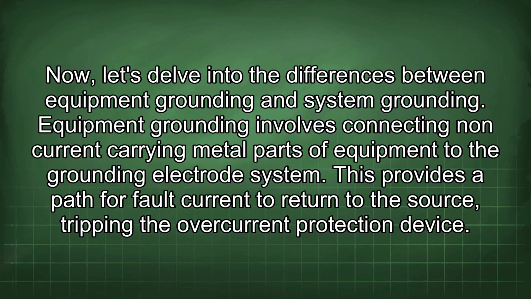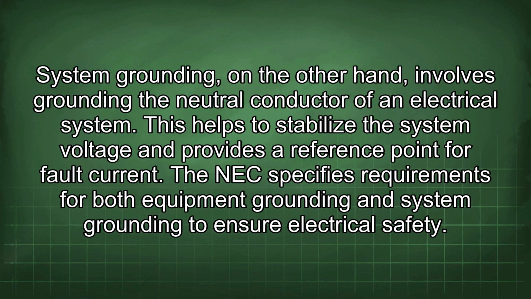Now, let's delve into the differences between equipment grounding and system grounding. Equipment grounding involves connecting non-current carrying metal parts of equipment to the grounding electrode system. This provides a path for fault current to return to the source, tripping the overcurrent protection device. System grounding, on the other hand, involves grounding the neutral conductor of an electrical system. This helps to stabilize the system voltage and provides a reference point for fault current. The NEC specifies requirements for both equipment grounding and system grounding to ensure electrical safety.